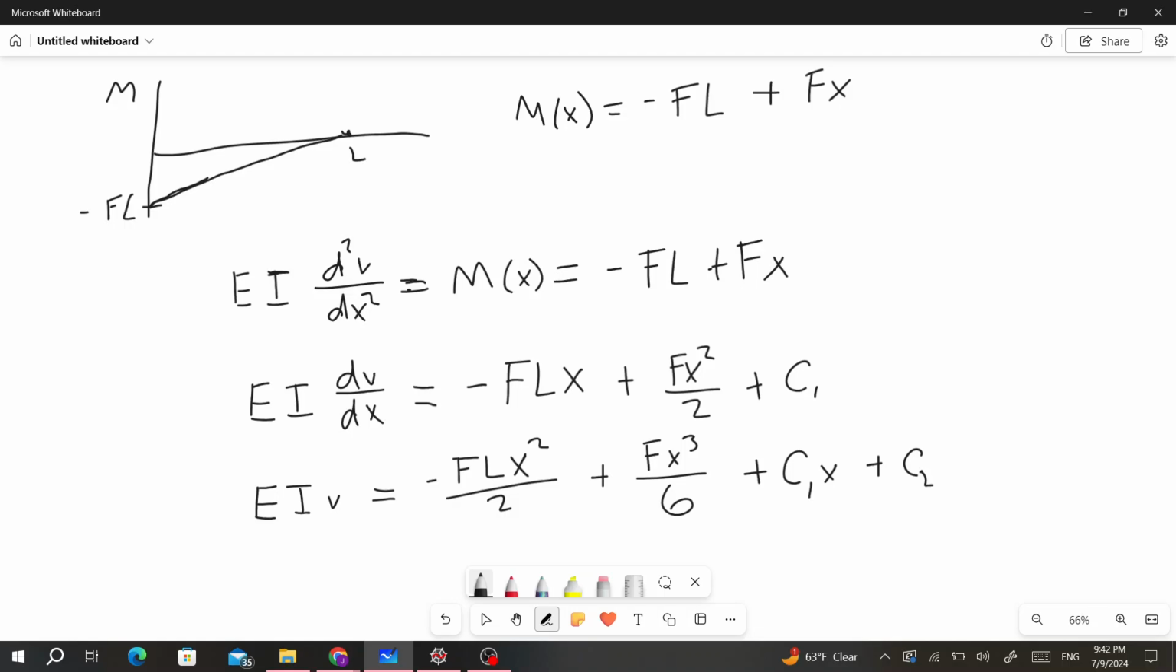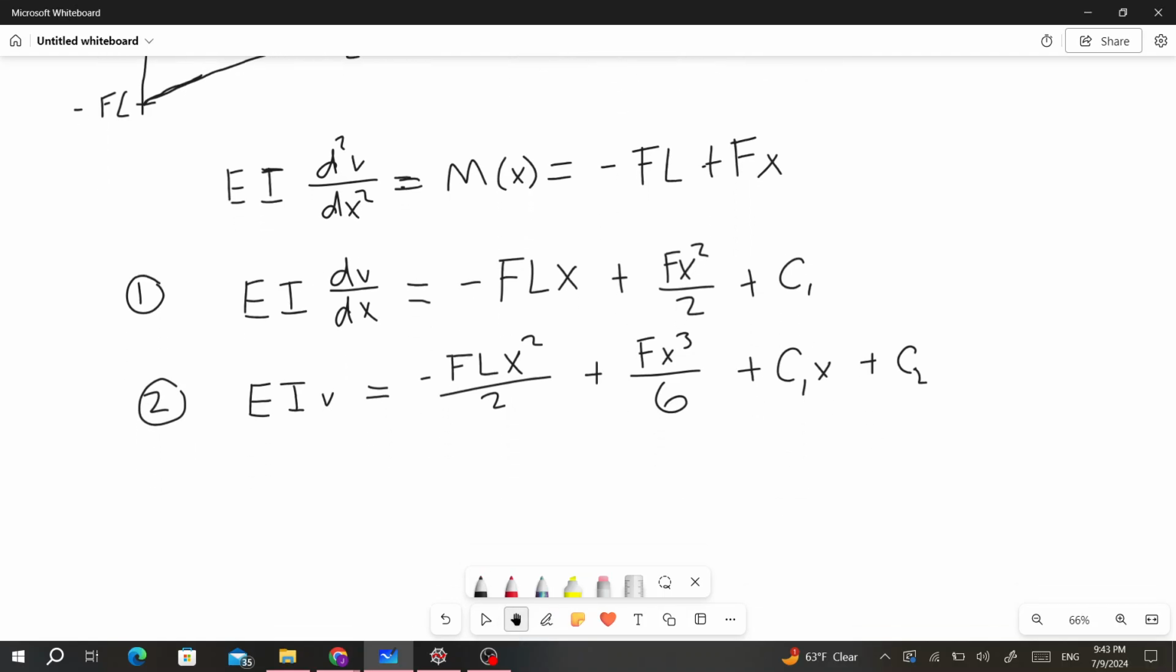Alright, so I'm going to label these equations number 1 and number 2, because we're going to use them. This first equation, EI dv/dx, is the slope of the beam. You'll sometimes see dv/dx written as theta, and then v, like we mentioned in equation number 2, is the deflection of the beam. So we can write an equation for the deflection of the beam as a function of position on the beam if we can come up with these constants of integration. To find the constants of integration, we're going to use boundary conditions.